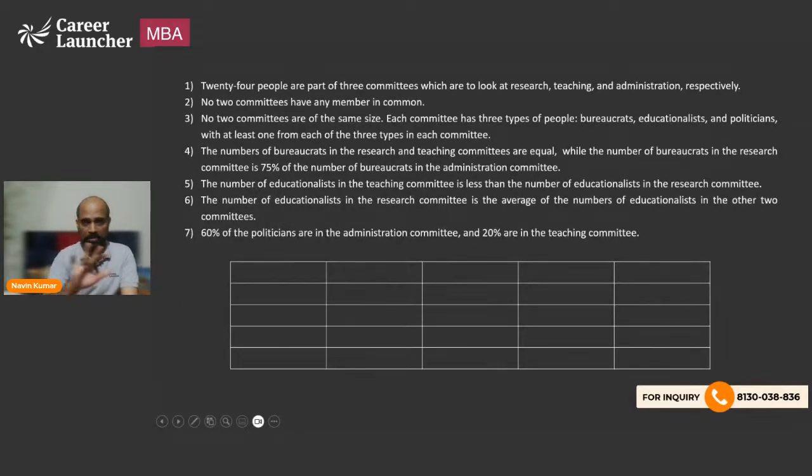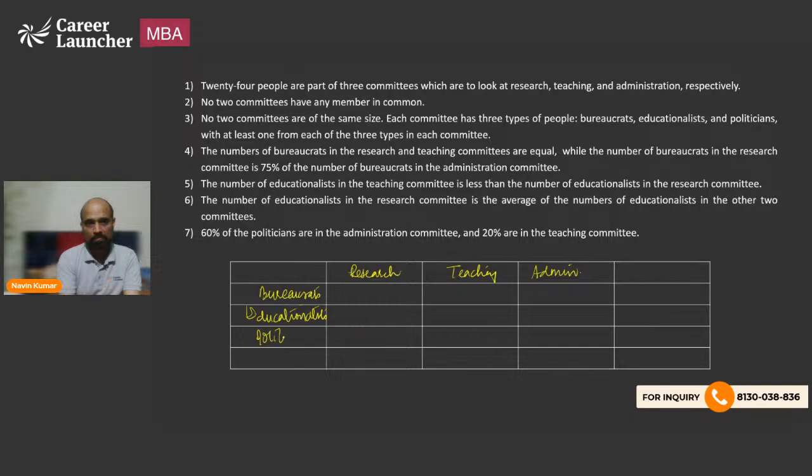So once we have understood it, let's fill the cells. So we have got the committees, which are research, and then we have got teaching, and then we have got administration, right? And then the types of people that we have are bureaucrats, educationalists, and politicians. The total number of people are supposed to be 24, right?